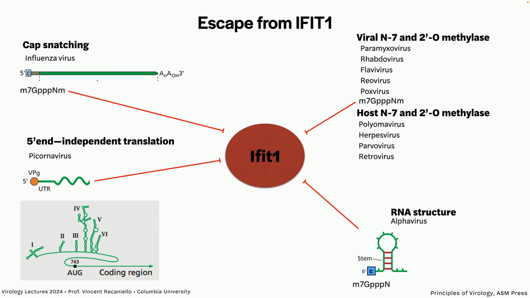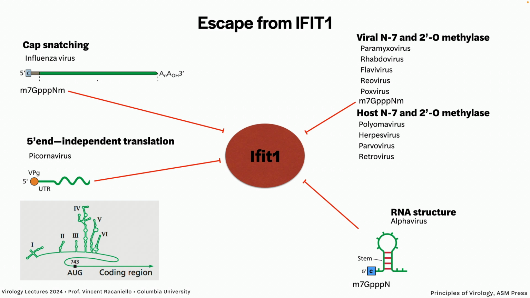The coronaviruses don't have a cap. They have a little protein stuck to the 5' end, VPg, so IFIT can't bind, can't inhibit translation. Some viral genomes encode their own 2' O methylase. Isn't that amazing? They can methylate their mRNAs so they're not recognized by IFIT. And some viruses steal host methylases to methylate their own caps.